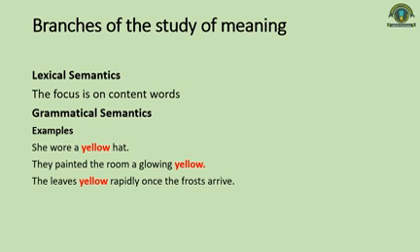I would like to quote a few examples here. Consider the differences in the meaning of yellow. Now listen carefully to the examples. If I'm saying she wore a yellow hat, the grammatical category of yellow is adjective here. Then, they painted the room a glowing yellow. In this sentence, yellow is a noun. The leaves yellow rapidly once the frosts arrive. Now, yellow is a verb here.